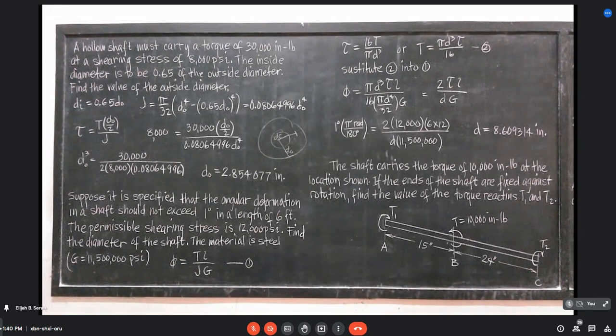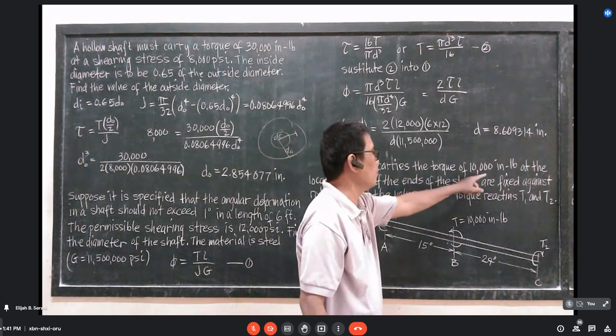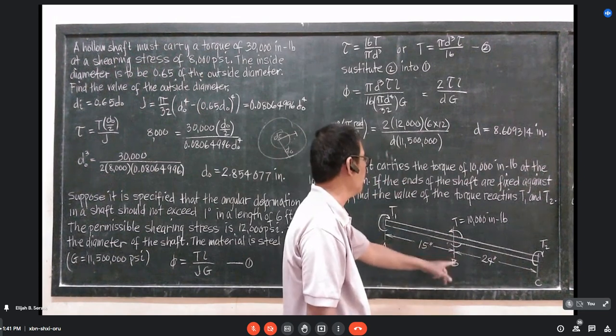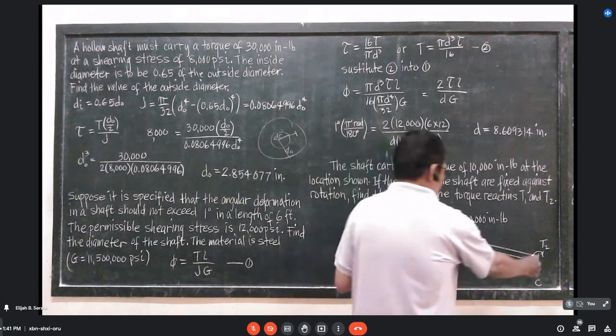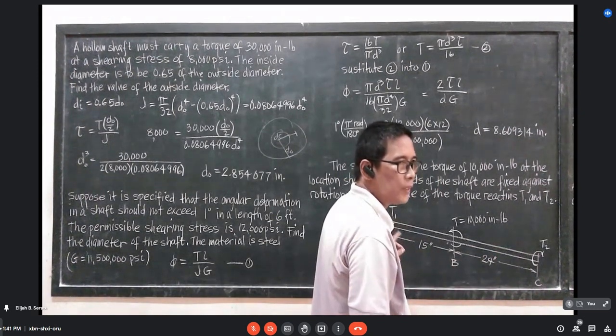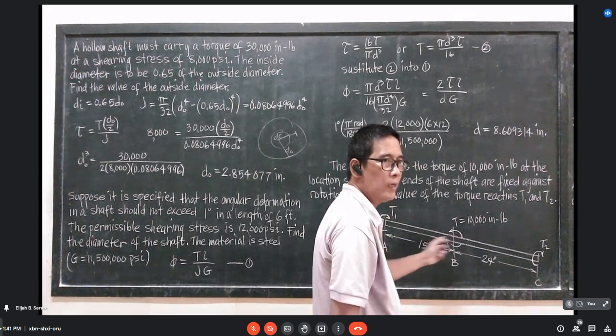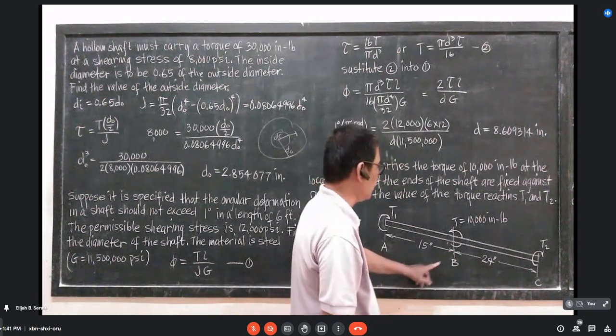So our next example is a shaft that is being fixed or held at both ends. According to this, the shaft carries a torque of 10,000 inch-pounds at the location given. The ends are fixed, meaning the shaft cannot be twisted from the ends. It is being held. However, you twist it somewhere in between, as given by the location of T.